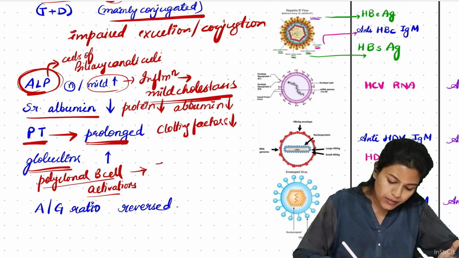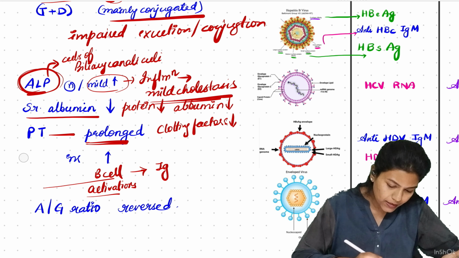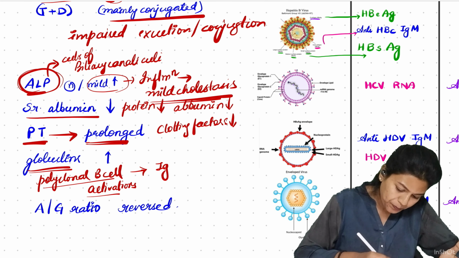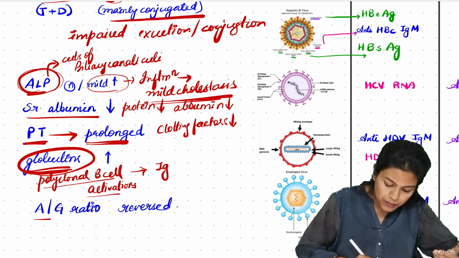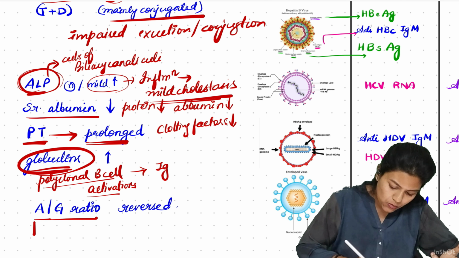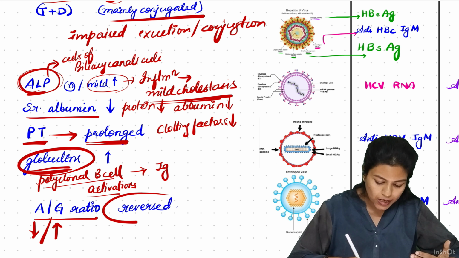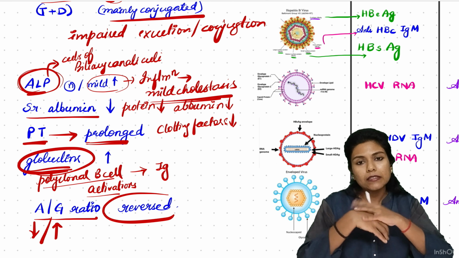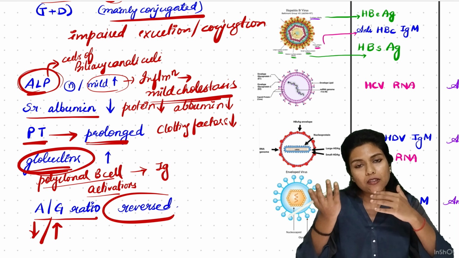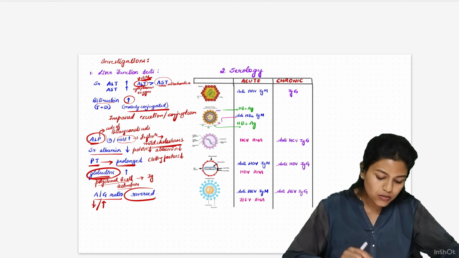So it will lead to increased immunoglobulins. Immunoglobulins are nothing but the globulins. So globulins are raised in chronic viral hepatitis. Therefore, what will be the albumin globulin ratio? Here albumin will go down, globulins will be increased. So the albumin by globulin ratio will be reversed in chronic viral hepatitis. The albumin, the protein, will go down, globulin will be raised because of B cell activation. The A by G ratio will be reversed. This is about the routine blood test.